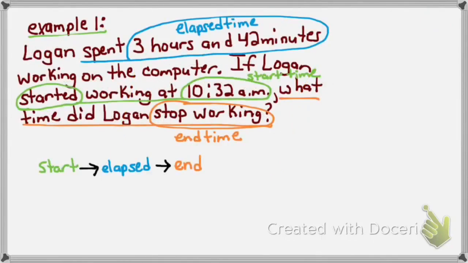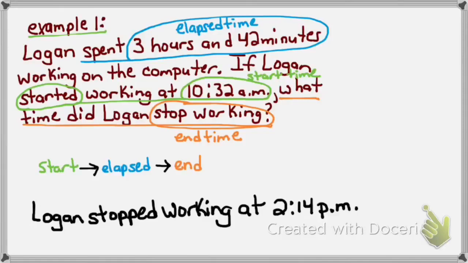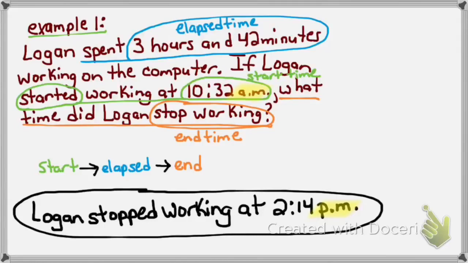So when I go back to the original problem, the question says, what time did Logan stop working? So my answer will be, Logan stopped working at 2:14 p.m. And notice in my question, the time they gave me had an AM or PM. It was AM. So my answer has to then have the correct AM or PM, and in this case it wound up being PM. If I just said Logan stopped working at 2:14, that would be incorrect because my question had an AM or PM, so it must be included. Therefore, that's my final answer. Logan stopped working at 2:14 p.m.